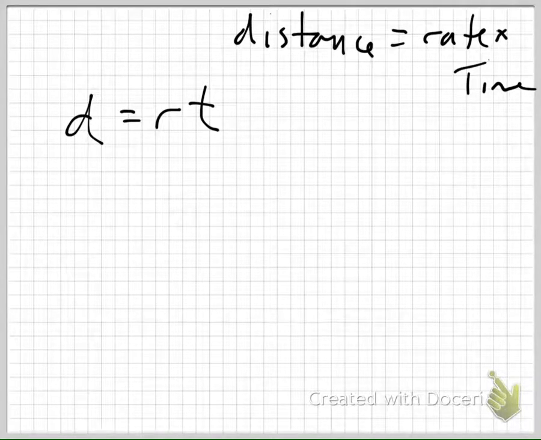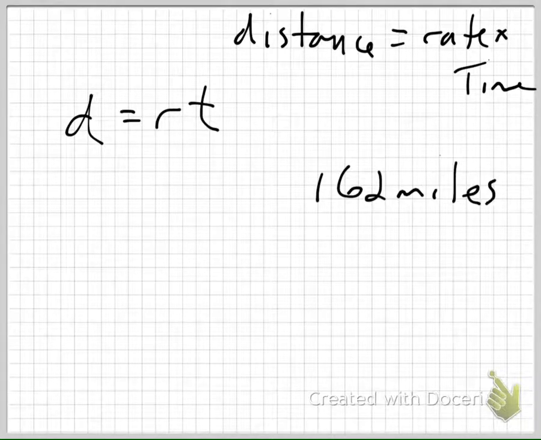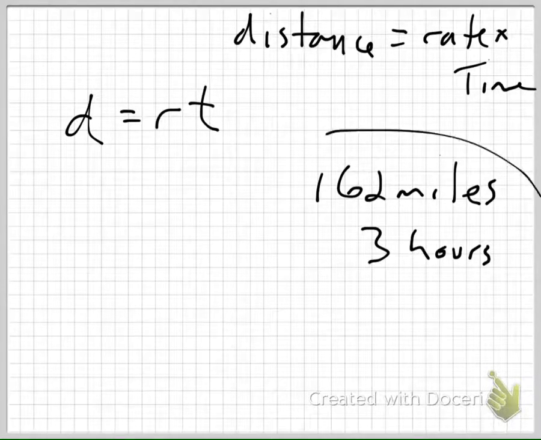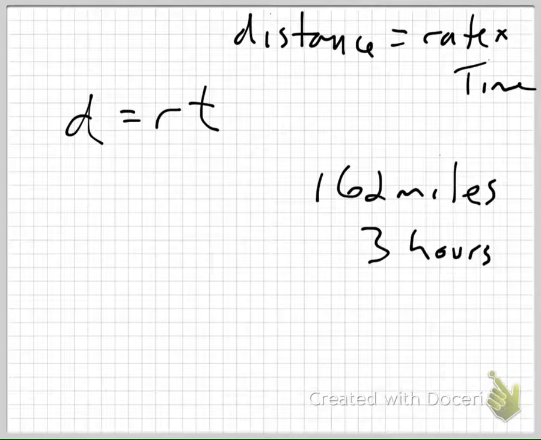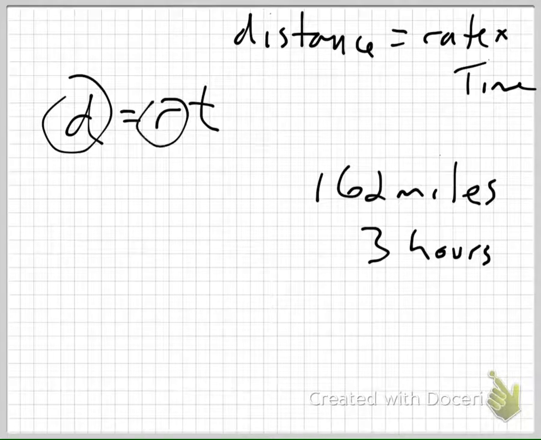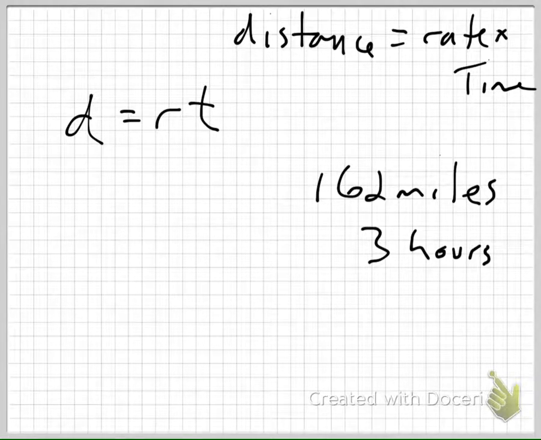Here's the example. It says, suppose you travel 162 miles in 3 hours. Here's our information. Here's our formula. Let's use our information to plug it into the formula. 162 miles. What is that? Is that a distance? Is that a rate, in other words how fast they're going, or is that time? What is 162 miles? Colin? That's a distance.